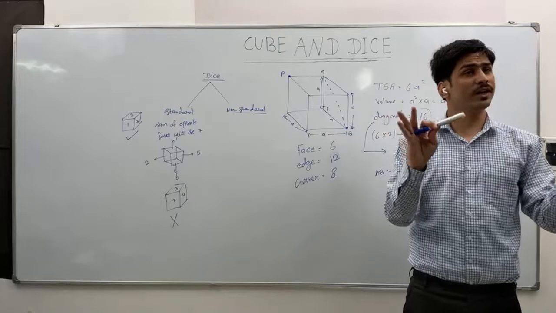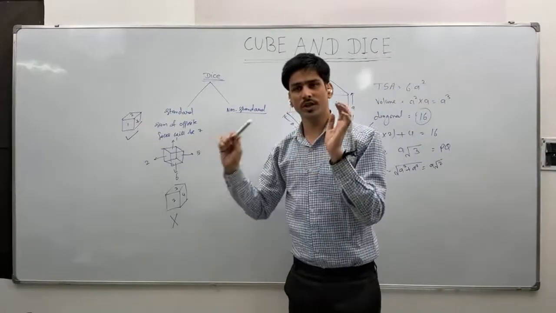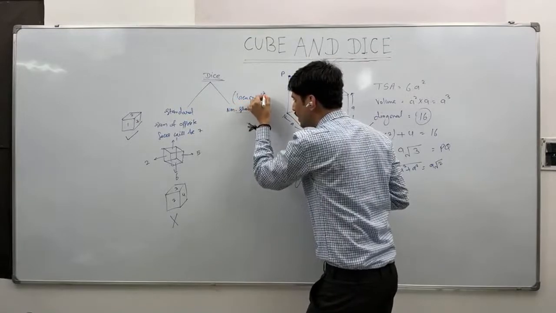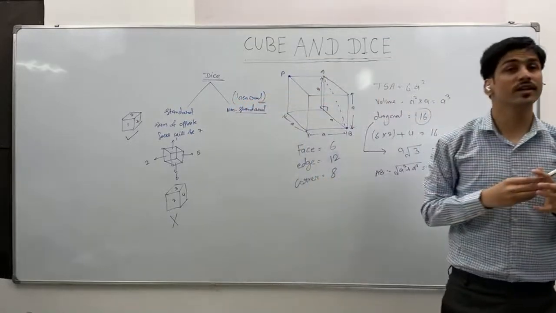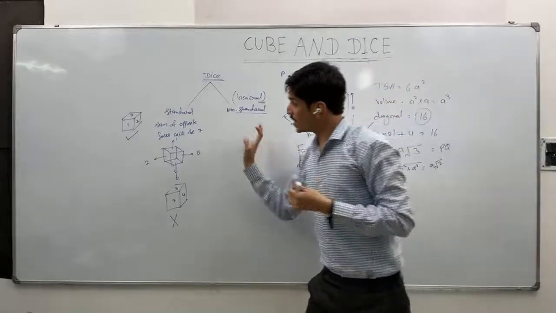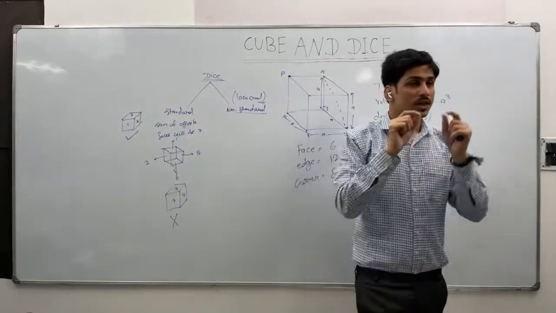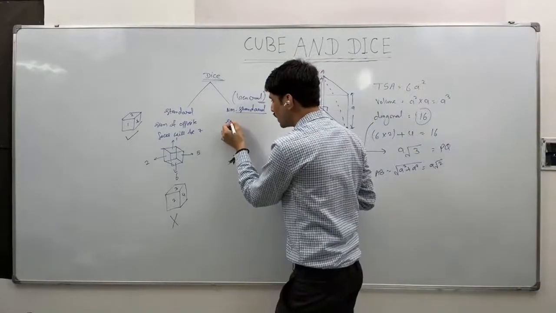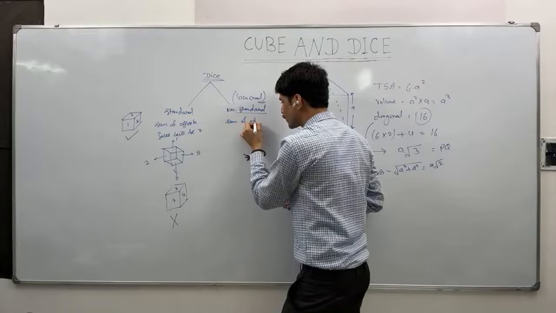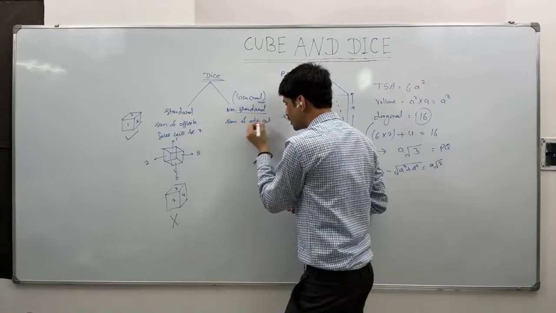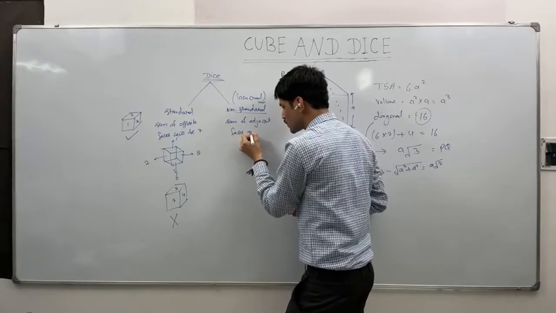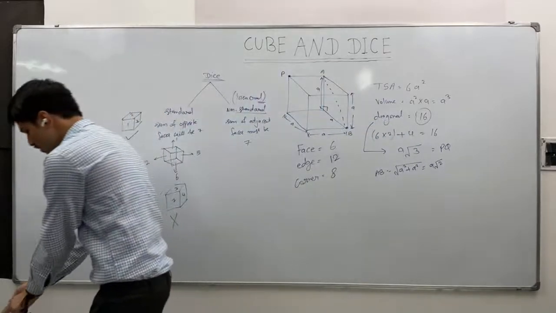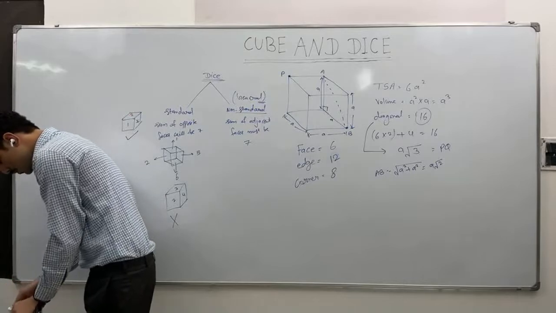You can easily identify whether it is standard or non-standard. For non-standard we have one more name, the generalized dice. How do we identify a general dice? It is exactly the opposite of this. Here, the sum of adjacent faces must be 7. Clear? The sum of adjacent faces must be 7.